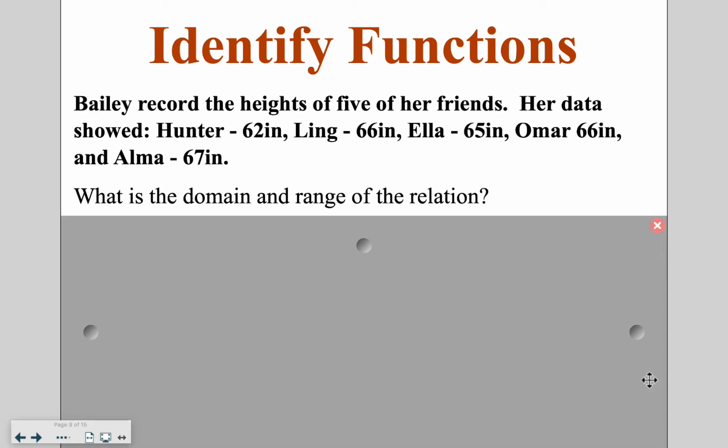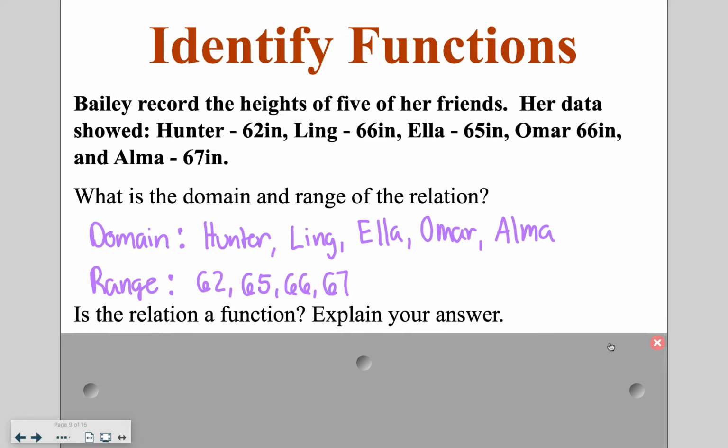Go ahead and try this one on your own, first listing the domain and range. So for our domain and range here, the domain is simply the people. If you put them in alphabetical order, great. If you put them in the order that they are listed in, that is also totally fine. Because it's not actually number values, the domain can be listed in any order. The range, however, needs to be listed in numerical order, and notice that 66, despite being the height of two people, is only listed once. Remember, in the domain and range, you are only listing each element once.